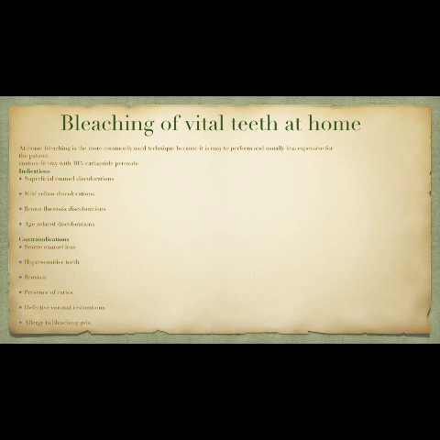Then indications for bleaching of vital teeth at home. Superficial enamel discoloration, mild yellow discoloration, brown fluorosis discoloration and age-related discolorations can be bleached. Then contraindications: severe enamel loss, hypersensitive teeth, bruxism, presence of caries, coronal restoration.